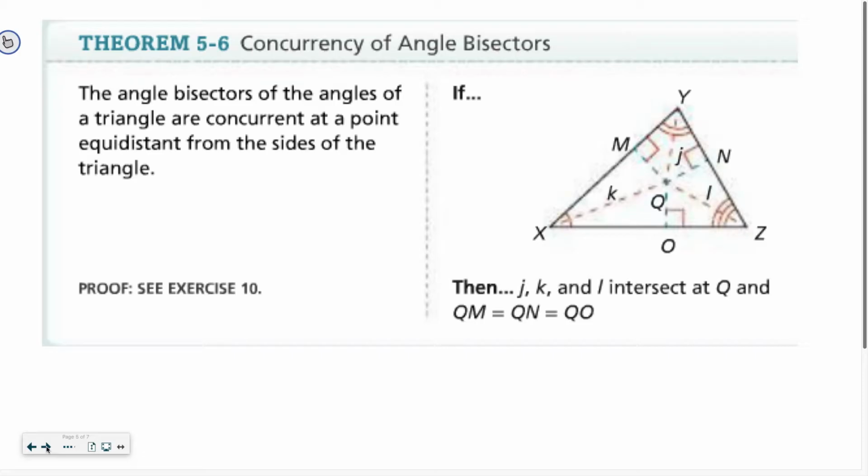And this is another way to say that. This is all Theorem 5-6, concurrency of angle bisectors, meaning your incenter. So again, going from the incenter to the outside of the triangle meets at 90 degrees, and each of those are equal to each other. And going from the incenter to each vertex means that we have angles that are cut in half or bisected. So we have equal angles and we have some equal sides.